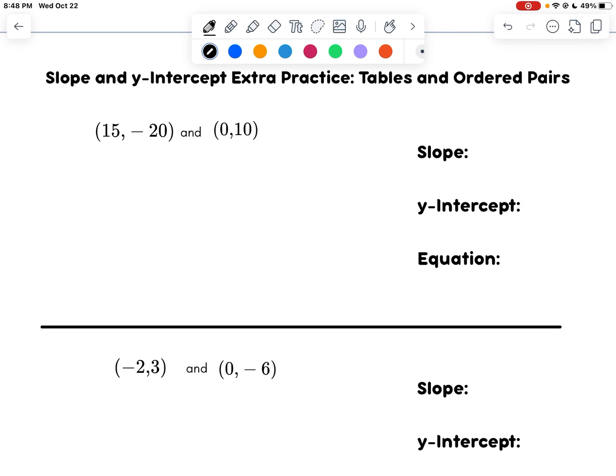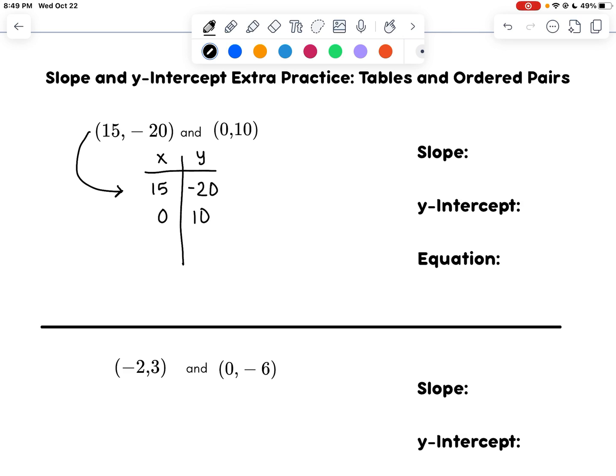When we are finding the slope and y-intercept from ordered pairs, we are following the same system as our tables. The only thing is we have to create the table ourselves. So I'm going to set up a side for my x, a side for my y. My first point, I have 15 and negative 20. Then my second point, I'll put right underneath that. I have 0 and 10.